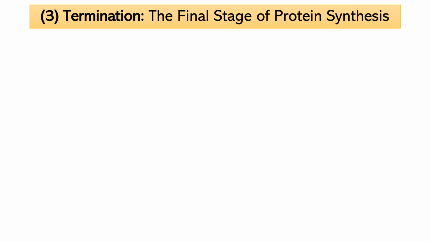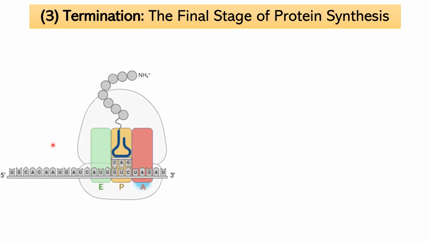Now we get to the final stage of protein synthesis, or of translation, which is called the termination. In termination, the ribosome will continue moving through the mRNA and building this polypeptide chain, and new tRNAs will keep coming, and the whole process will be carried over and over again, until the ribosome reaches a sequence called a stop codon.